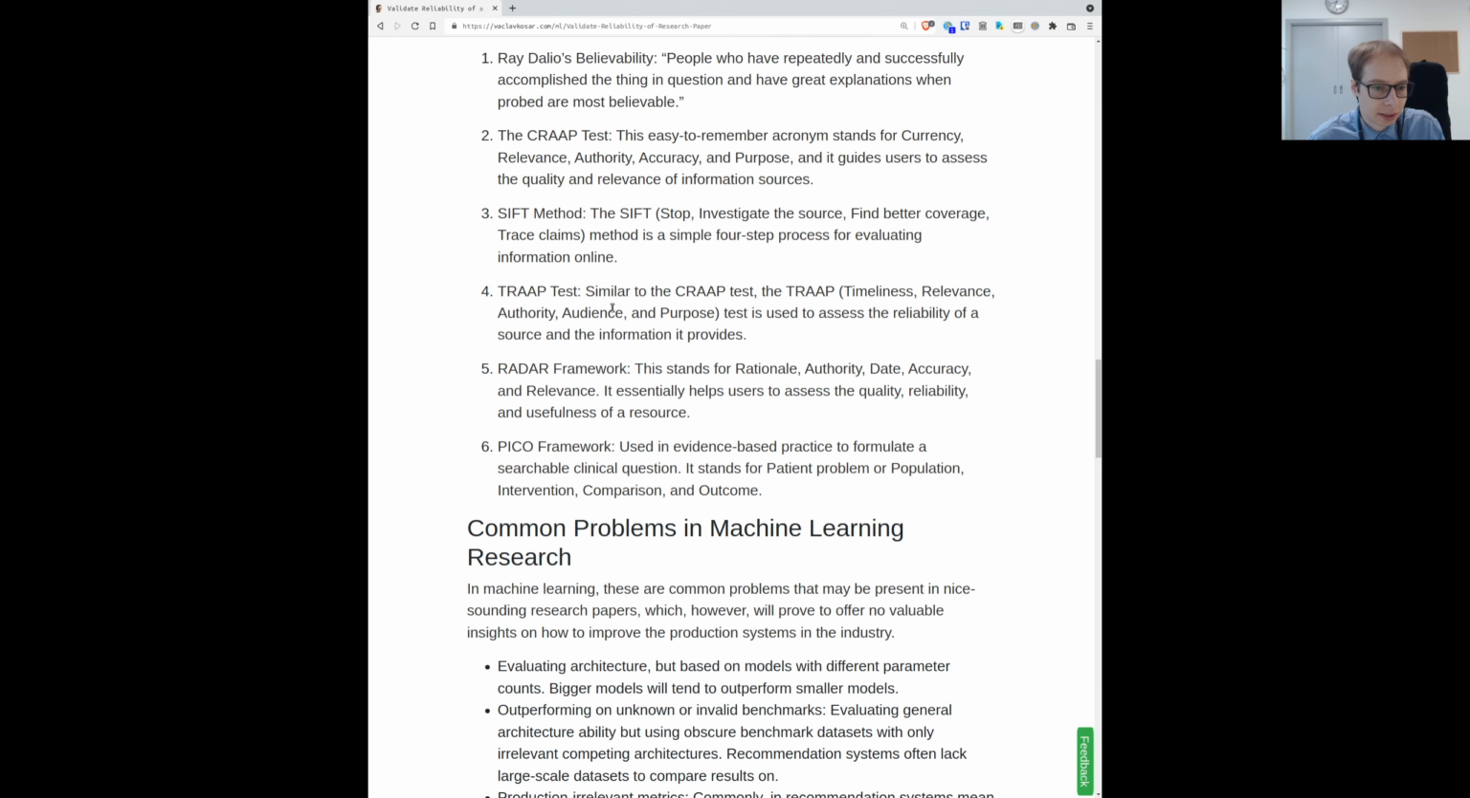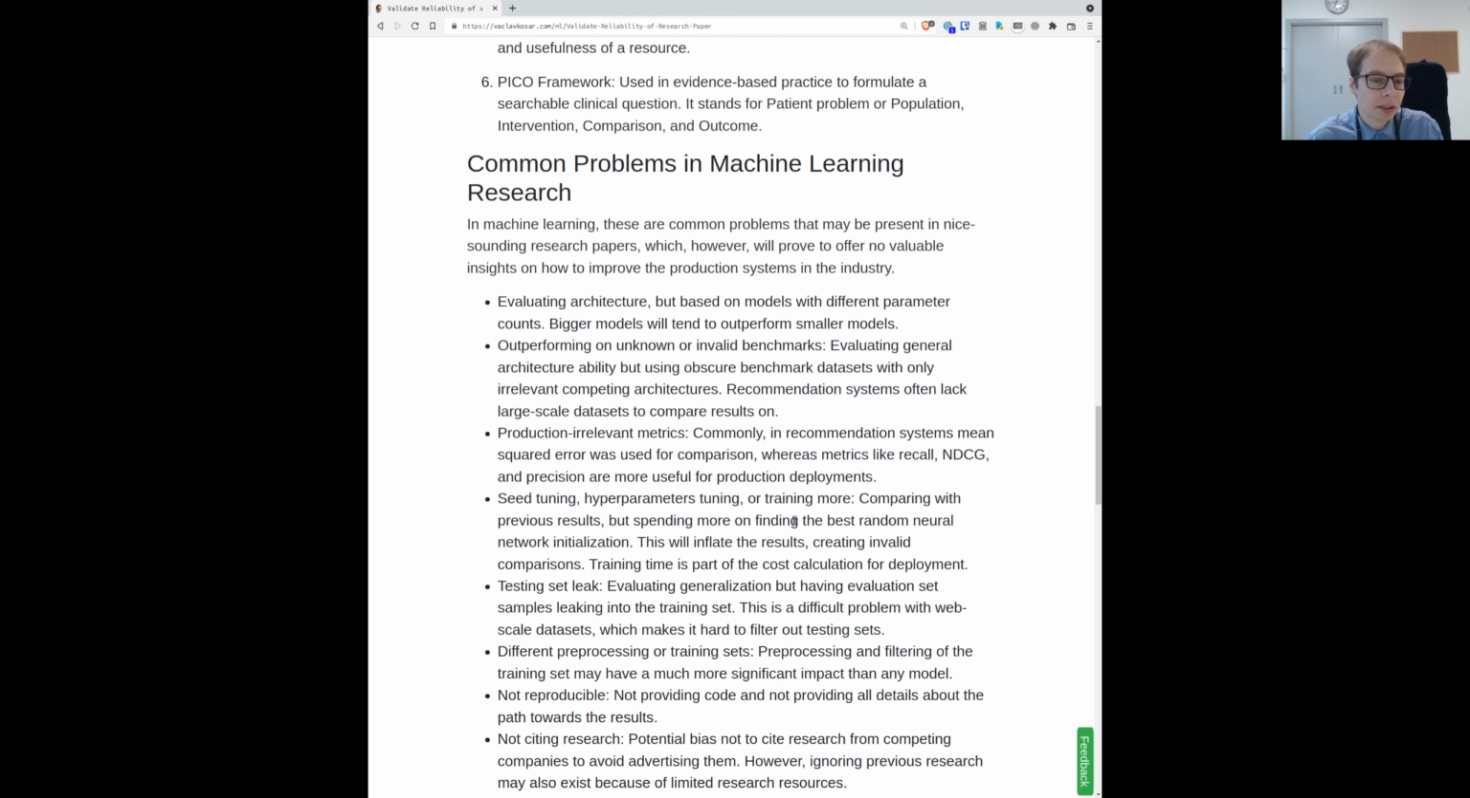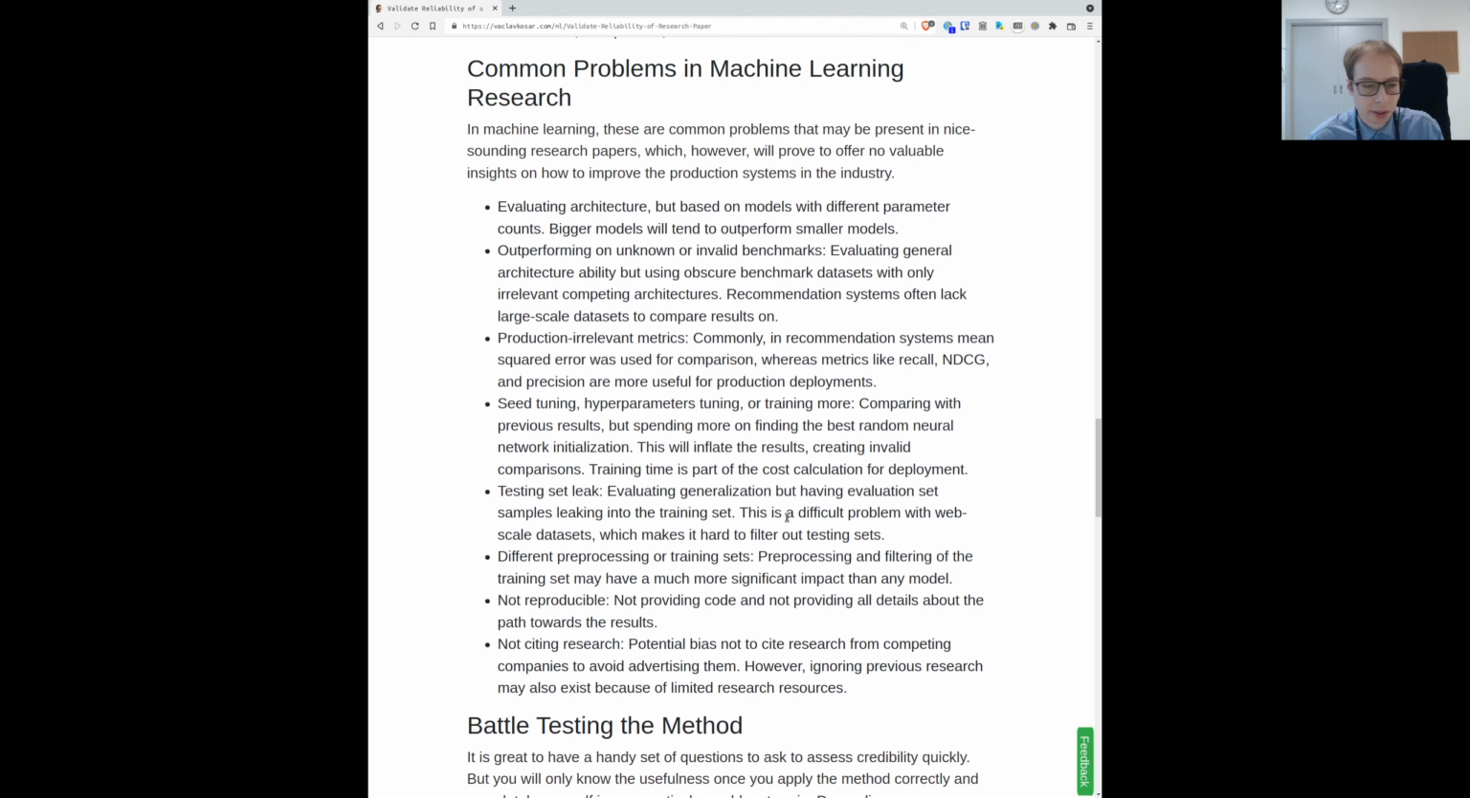You can investigate them for yourself. Usually, here we ask: currency, relevance, authority, accuracy, purpose. Stop, investigate the source, find better coverage, trace the claims. Timeliness, relevance, authority, audience, purpose. Rationale, authority, date, accuracy, and relevance. Patient, problem, intervention, comparison, and outcome. So these are other methods to explore. I'm not very familiar with them.